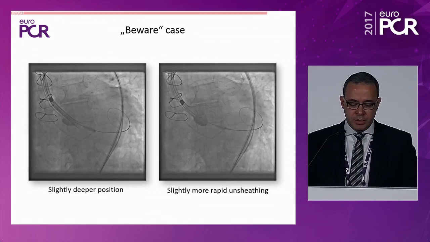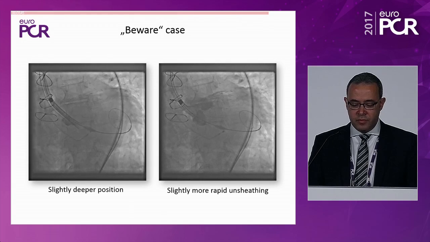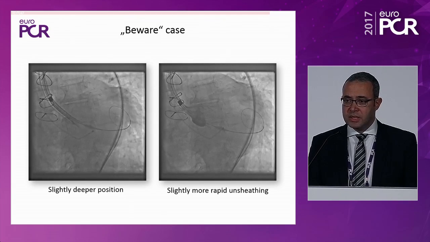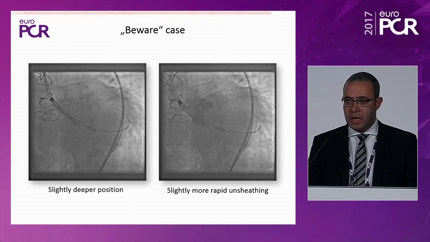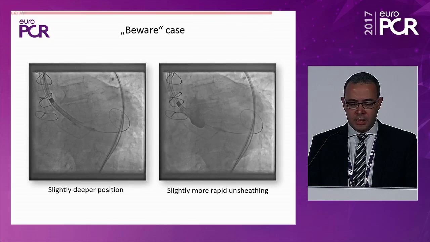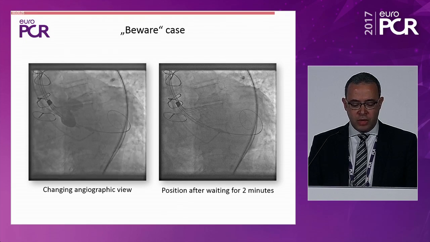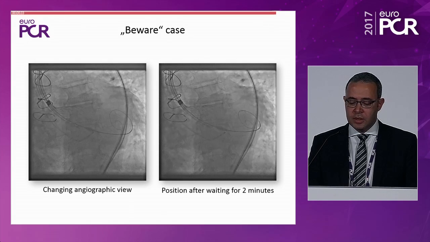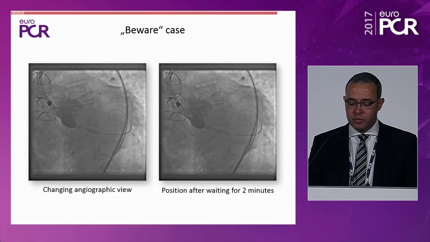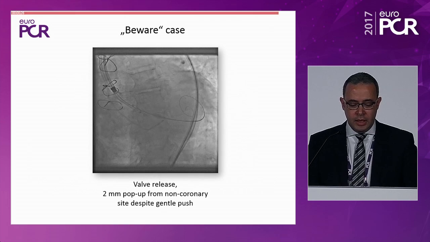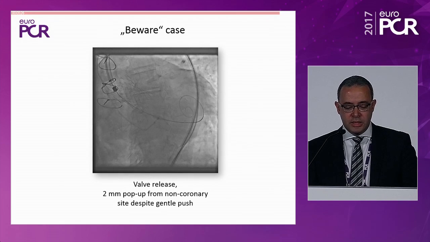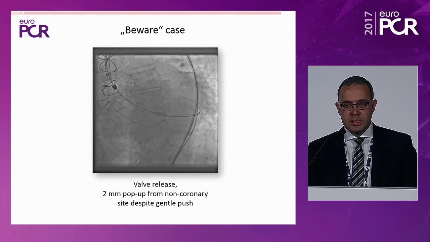Here you have a slightly deeper position to start with. The valve was unsheathed in this case a little bit more rapidly to allow rapid annular contact and prevent malposition. And then we changed angiographic views and waited a couple of minutes to be sure that the valve remained in a stable position. And while releasing the valve, you can see here that the forces will not release perfectly.